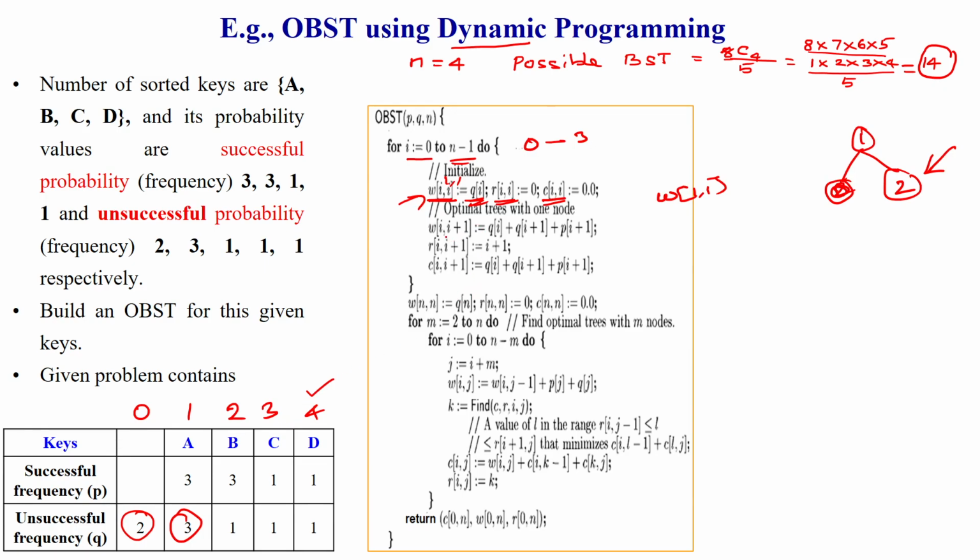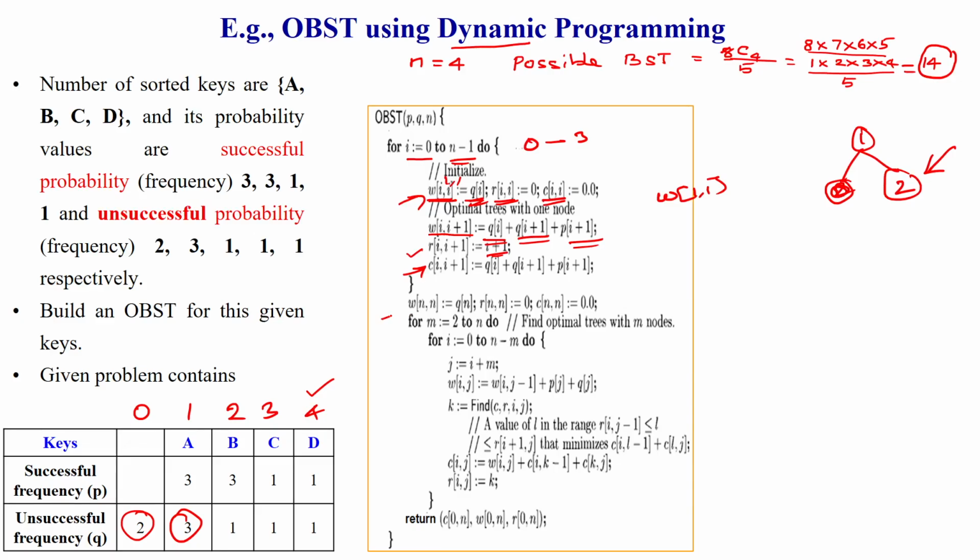Okay, so now if the tree has a single node, then we have to use q of i plus 1, p of i plus 1. The root will be r of i comma i plus 1, which is i plus 1, right? Like that we have to identify the cost.